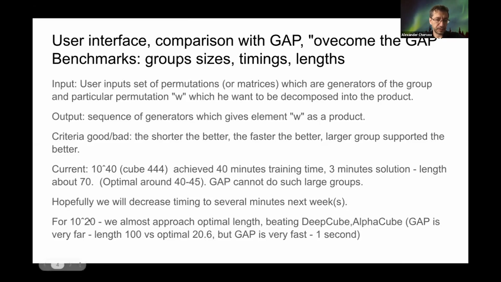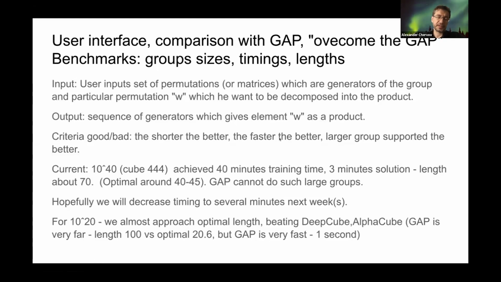Another example is the standard 3x3 Rubik's Cube, where we can almost approach the optimal length, beating previous deep learning systems like DeepCube and AlphaCube. The gap is still far from the optimal length. It gives a length of about 100, while the optimal length is about 20, but it is very fast. So it can do it in 1 second, something like that.